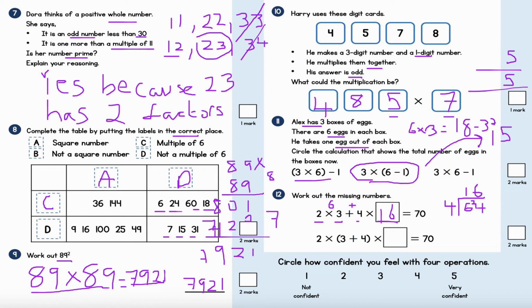Okay, next part. Again, being very careful here. I do what's inside the bracket first, so that's 2 times 7, which is 14. Now 14 times 5 equals 70. So the missing number in the box is going to equal 5. 2 times 7 times 5 is indeed 70.